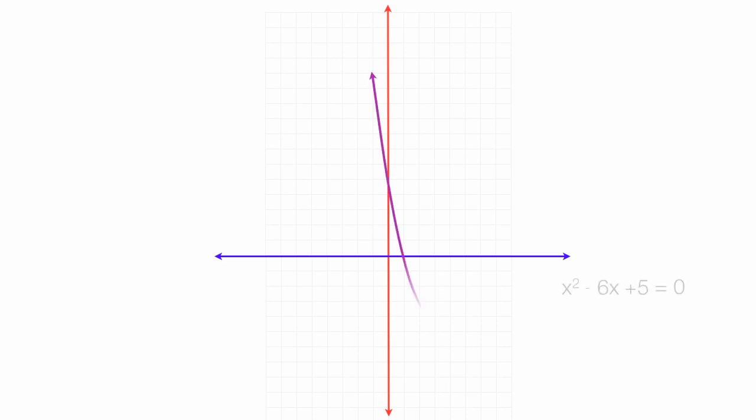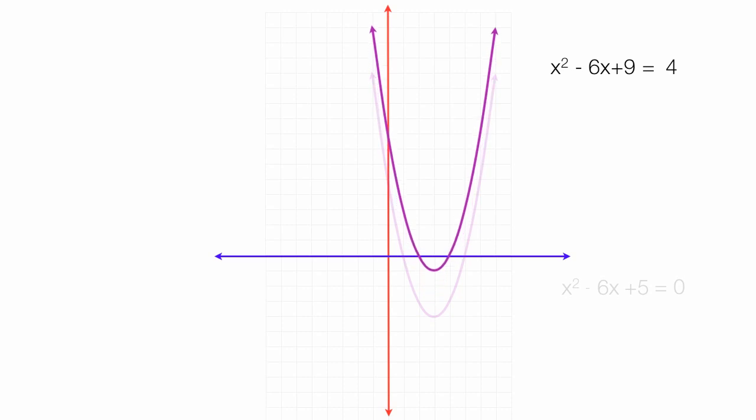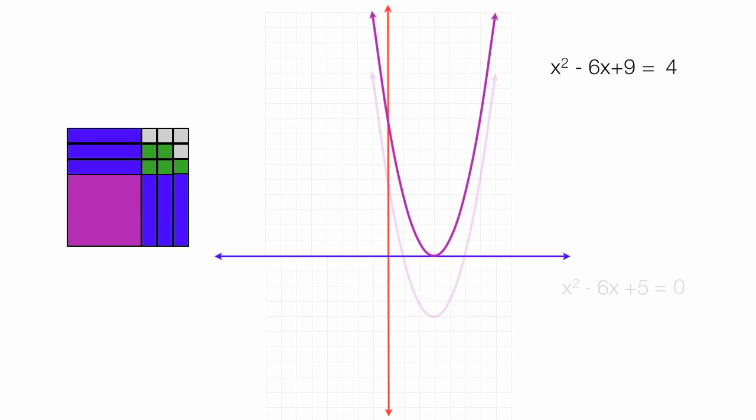Let me show this to you graphically. This is the equation I started with. X squared minus 6x plus 5 is equal to 0. When I completed the square, I got a new equation. I took my first equation and added 4. 1, 2, 3, 4. Remember the tiles I talked about initially, those 4 gray ones right there? Adding 4 to complete the square. So that's what I did. I added 4 to the equation to complete the square.